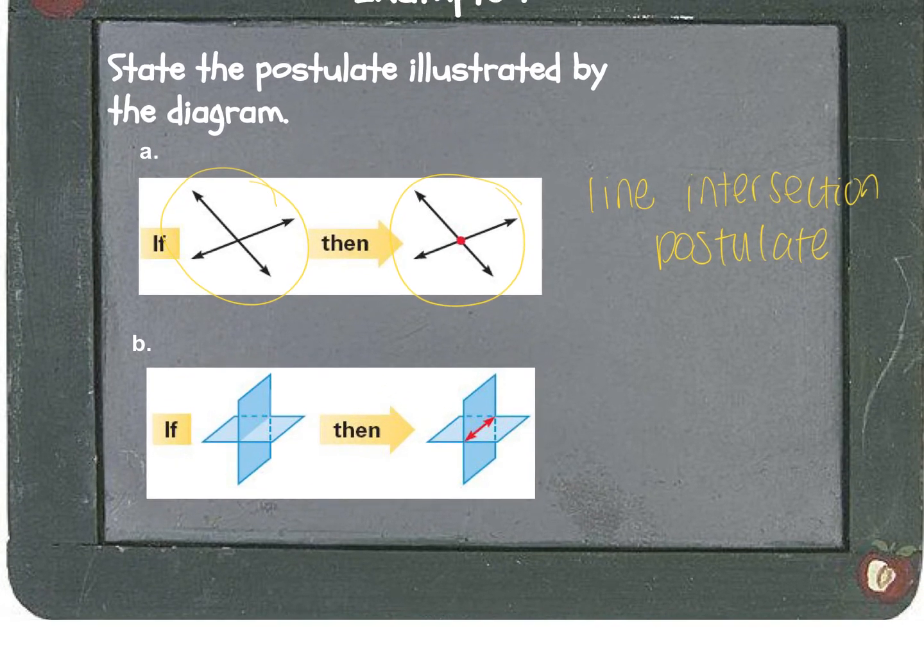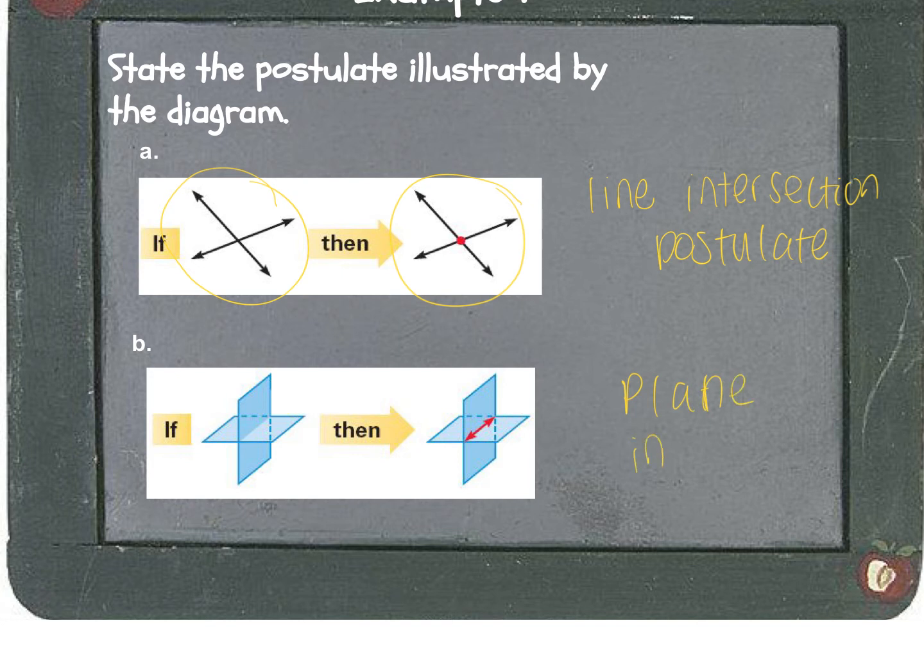Okay, what is the second one illustrating? Bryson? Plane line postulate. Try it again. Because plane line postulate starts with how many planes? Just one. Try it again. I'm going to have Zach help you, okay? Alright. Zach, plane intersection postulate. Very good. Can you explain why?